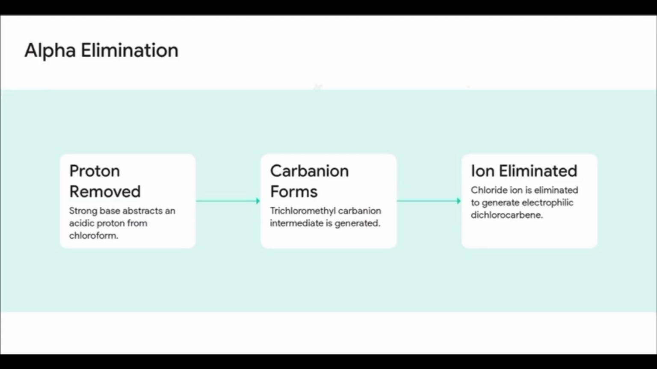So here's the dynamic sequence of the alpha elimination. Step 1. The strong base, or hydroxide ion, aggressively abstracts an acidic proton right from the chloroform molecule. Step 2. This dehydrohalogenation actually births a trichloromethyl carbanion intermediate. And then, Step 3. This carbanion rapidly eliminates a chloride ion. What gets left behind is the real star of our show, dichlorocarbene. This dichlorocarbene intermediate is highly reactive and very electrophilic, meaning it is just desperately hungry for electrons.